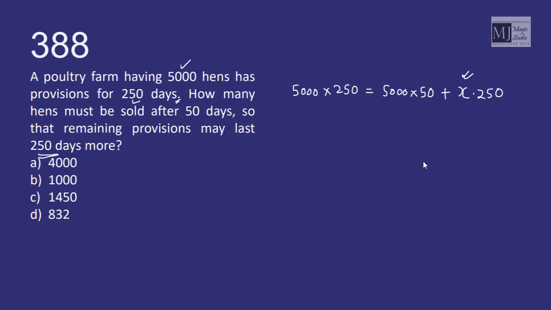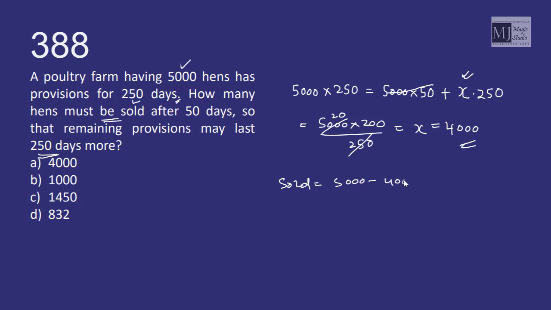We just need to find the value of X, that is how many hens now can enjoy the remaining provision for 250 more days over 50 days. So 5000 into 250 minus 5000 into 50 will give us 5000 into 200 divided by 250 will give us the number of hens. 250 is 20 times, that is 4000. So 4000 hens can enjoy the remaining provisions, that is food, given that each hen eats the same quantity of food every day. That's an underlying assumption. So 4000 hens can enjoy it for 250 days. Now the question is, how many hens must be sold? That farm should sell 5000 minus 4000, that is 1000 hens by the end of 50th day. Answer B fits in.